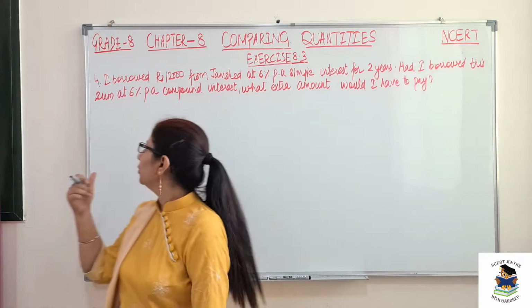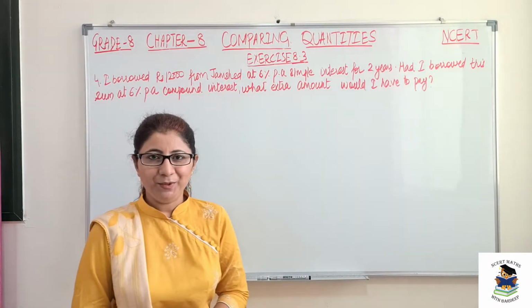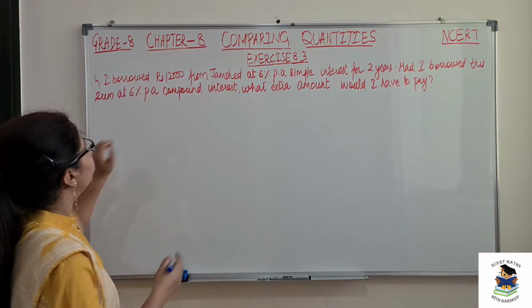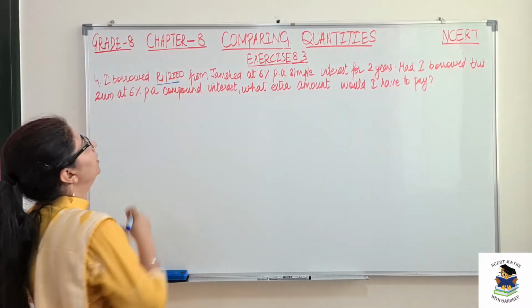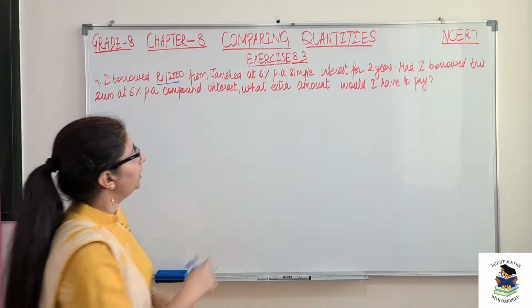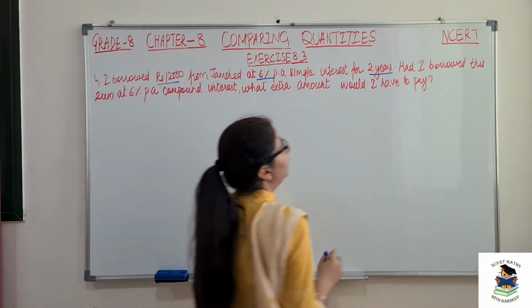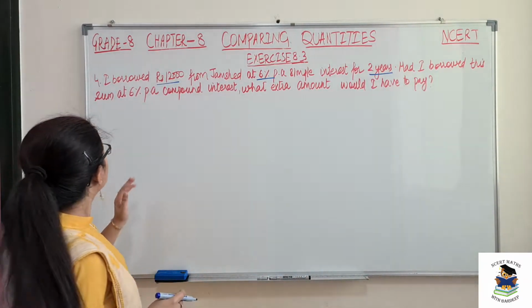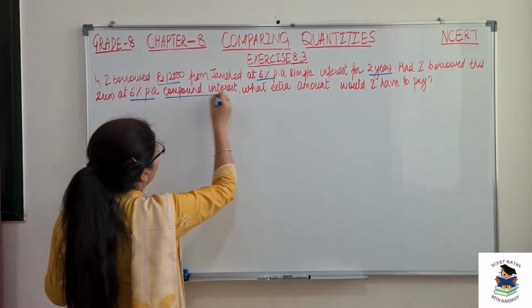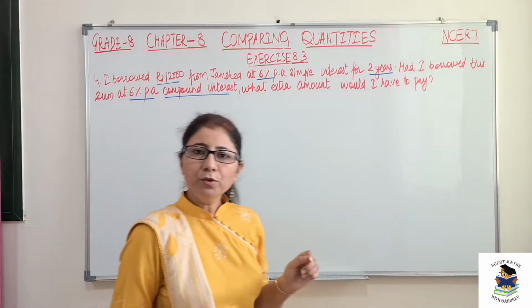Today we are solving question number 4 of exercise 8.3 of chapter Comparing Quantities. So let's see what our question is. I borrowed rupees 12,000 from Jamshed at 6% per annum simple interest for 2 years. Had I borrowed this same amount at 6% per annum compound interest, what extra amount would I have to pay?